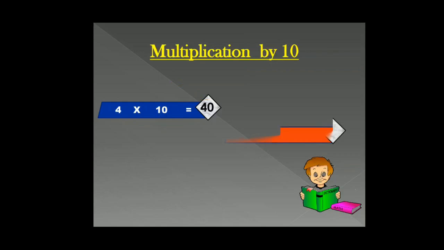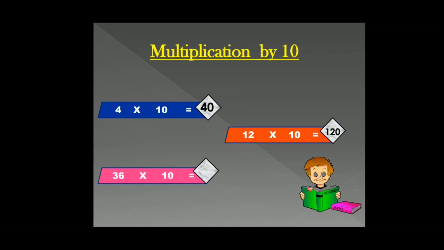Now the other question is 12 into 10. So we will be multiplying only 12 with 1, which is 12, and with the 0, that is 120. The third question is 36 into 10. So we will be multiplying only 36 into 1, which is 36, with the 0. So easy, right?